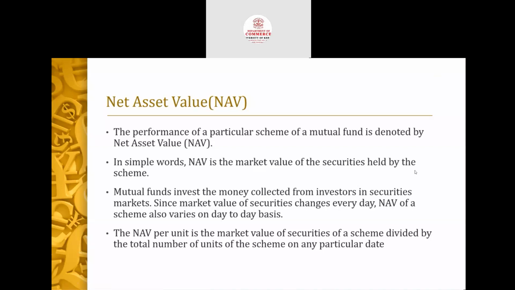Mutual funds invest the money collected from investors in the securities market. Since the market value of securities, like equity or something like that, keeps on changing, NAV also varies on a day-to-day basis. So how is this calculated? The NAV per unit is the market value of securities of the scheme divided by the total number of units of the scheme on a particular day.